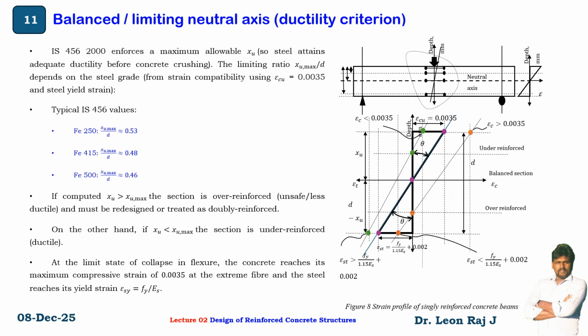Balanced or limiting neutral axis. Here this is the beam, and the strain distribution is shown. How the strain is distributed throughout the depth is shown here. This is the depth at level 1, this is level 2, and this is level 3.